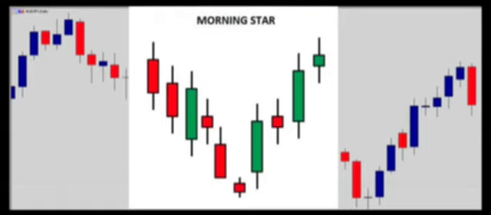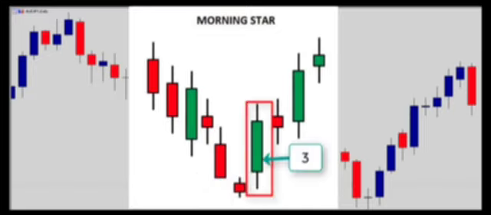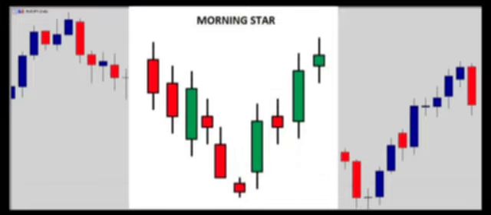The Morningstar is a 3-candle reversal pattern occurring at market bottoms only. So it is a bullish reversal pattern. The first candle is bearish, continuing the trend in the downwards direction. The second candle will have a small body and the color is not important. The third candle is a bullish candle and penetrates well into the body of the first candle. The further the penetration, the better.